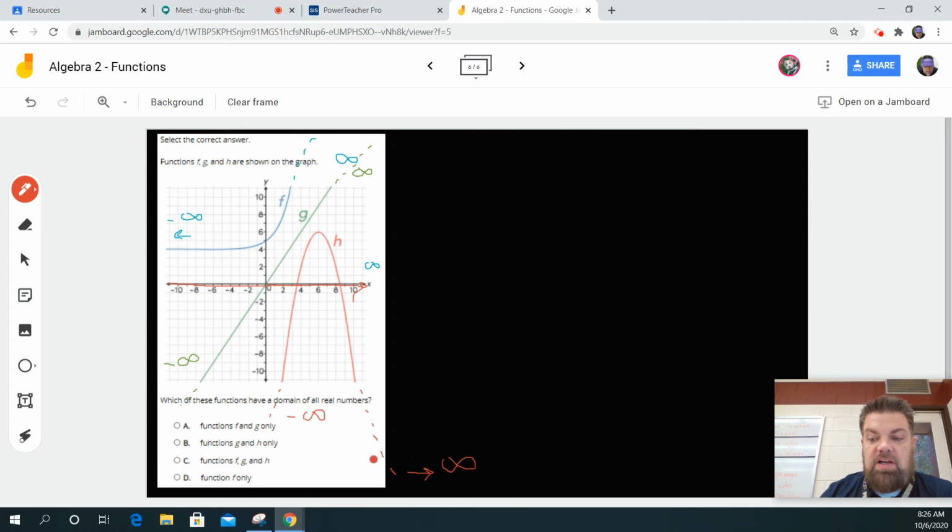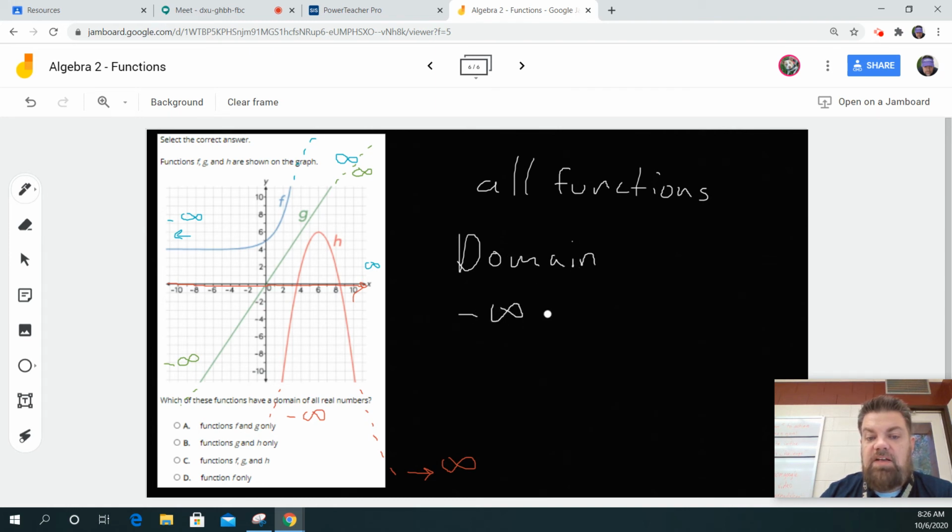So all of them, when it comes to the x values, can have an x value from negative infinity to positive infinity. So let me just write that down so we know that. It looks like all functions have a domain where it goes from negative infinity to positive infinity. All of them basically span from left to right.